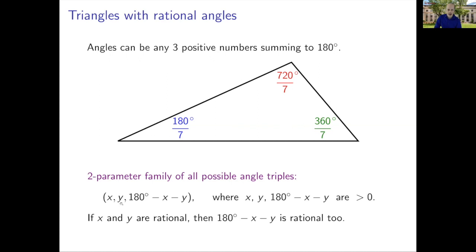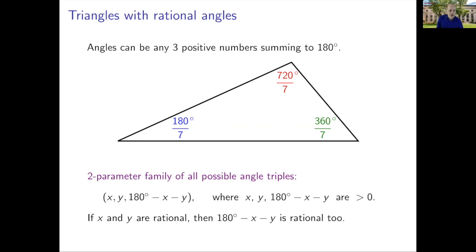And if I ask you for the problem where I don't want just any old angles, but I want each angle to be a rational number, such as in this example, that's also easy to do, because if I choose x and y to be rational numbers, then this third angle will also automatically be rational. So here, I can get a parameterization of all the triangles that have rational angles.